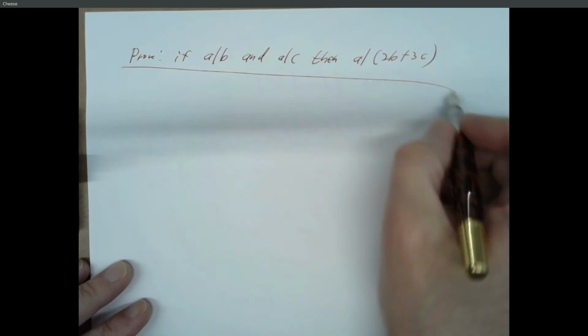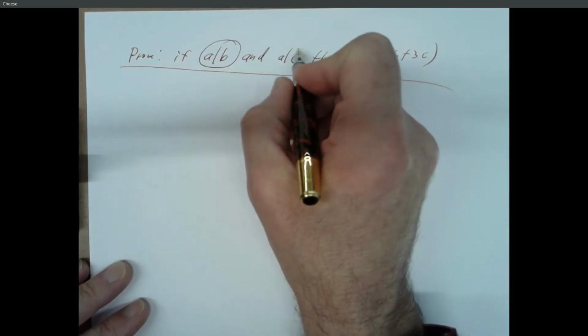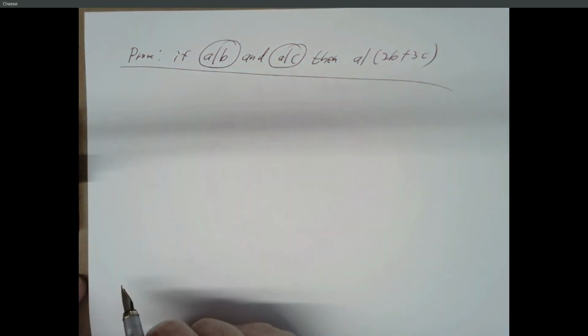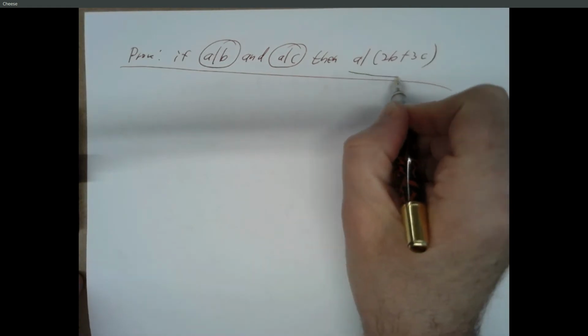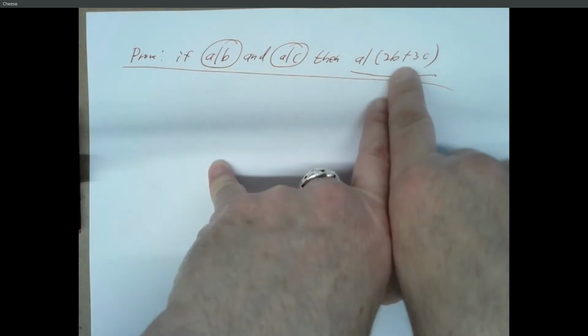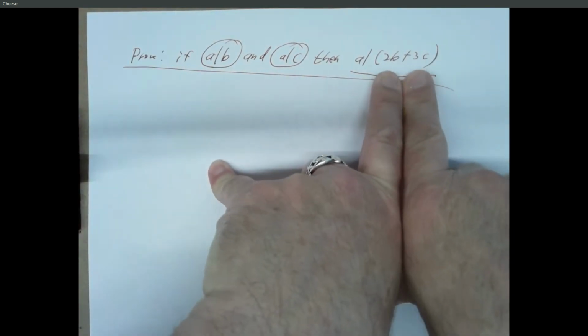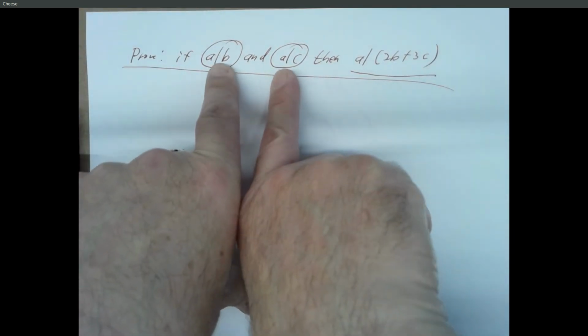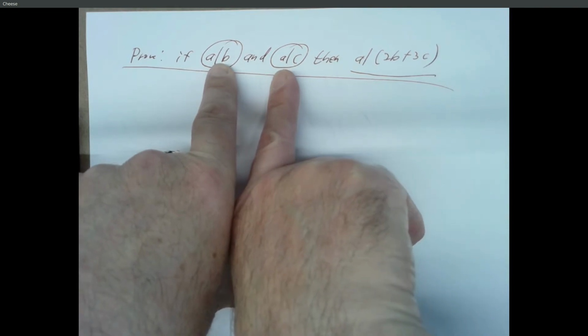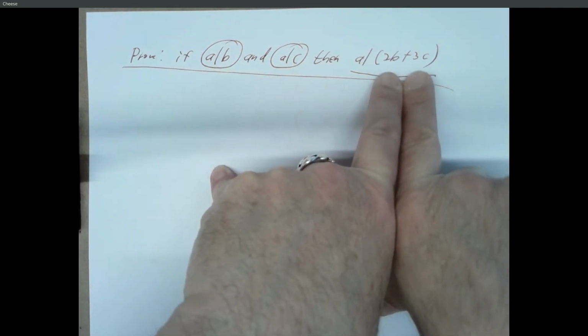So our premise is A divides B and A divides C. This thing over here, A divides 2B plus 3C, that is not a premise. That's what we're trying to show. Premises are things that we can assume are true because we're asked to show that if these two things are true, then this follows. So how do we do that? We assume these things are true, we apply the laws of logic and algebra, and we try to conclude that this statement is true.